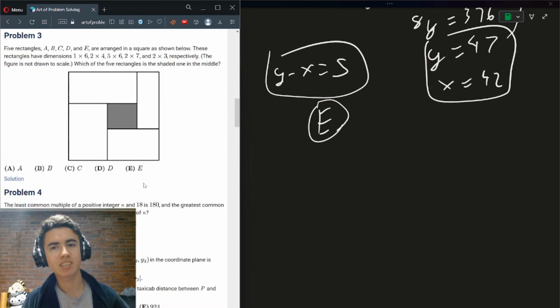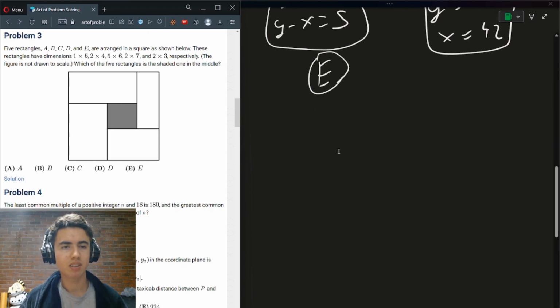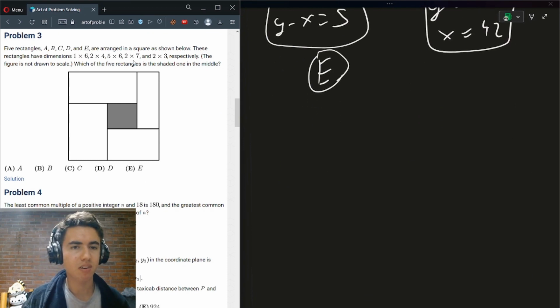Right, now we're moving on to problem 3. And the last problem was a little bit messy. You should maybe try to write out your equations more linearly and not all over the page. But anyway, in problem 3, we're given these rectangles, we're given their dimensions, and you have to figure out which one is the one in the middle.